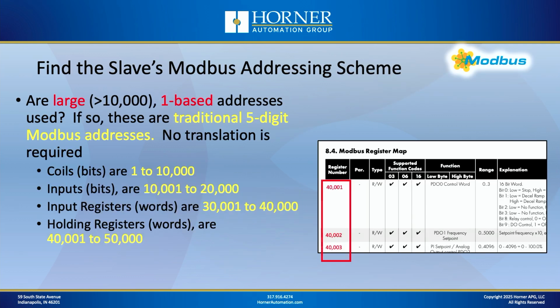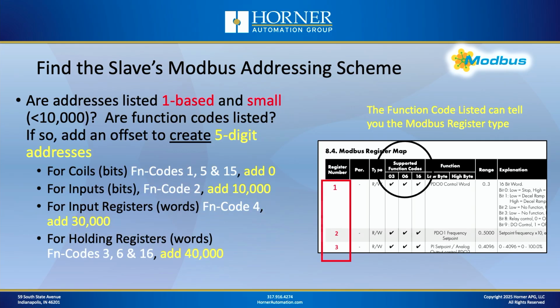Okay, we're now at the portion of our project where we need to look at the specifics on the Modbus RTU slaves that we'll be integrating. And that means at this stage, we need to find out what Modbus addressing scheme is used by this particular manufacturer. Now, if we look in the user's guide and we see Modbus addresses listed that look like what you see on the screen, that means we've got the best possible case. This manufacturer is using traditional 5-digit Modbus addresses, and there's no conversion required. We can just write those addresses down and use them directly.